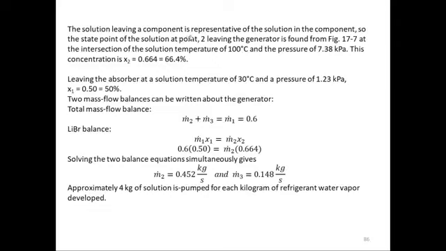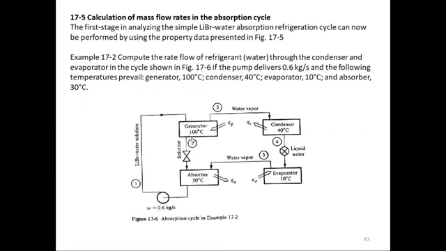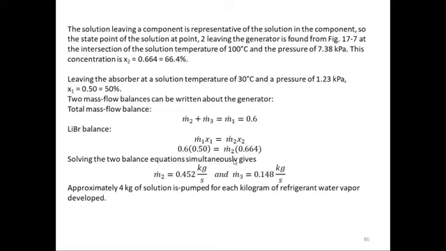The solution leaving a component is representative of the solution inside the component. What that means is that whatever solution, point 2, is leaving from the generator should have the same value as what is inside the generator. So if you know the generator is 100 degrees centigrade, point 2 is 100 degrees centigrade. Similarly here, whatever is leaving the component at 40 degrees centigrade, point 4 will be 40 degrees centigrade. And similarly here, point 5 should be at 10 degrees centigrade. The solution leaving a component is representative of the solution in the component.